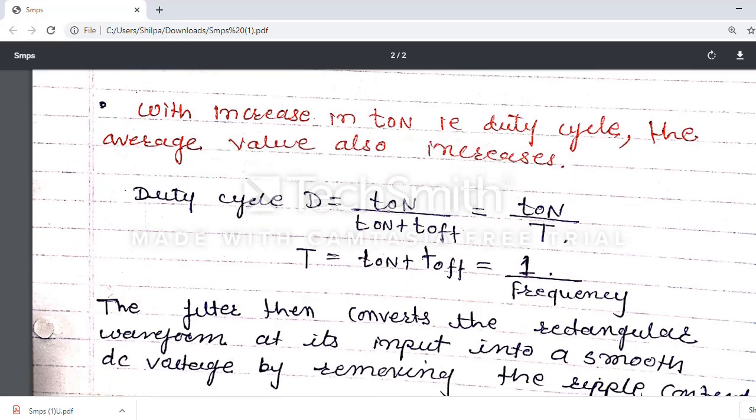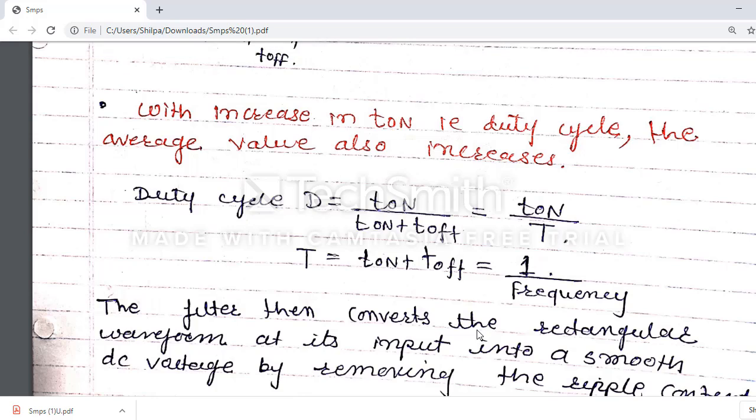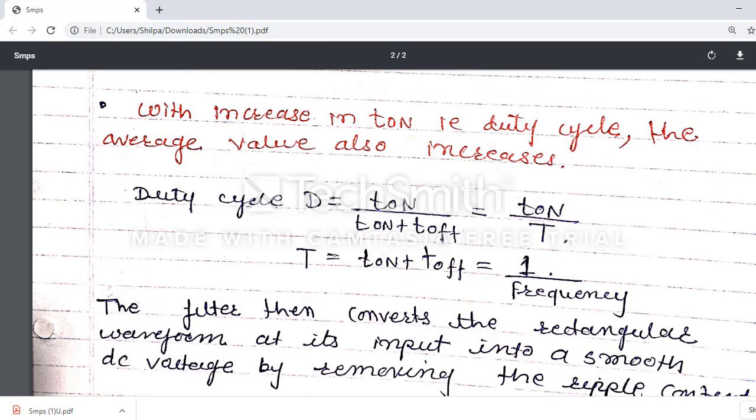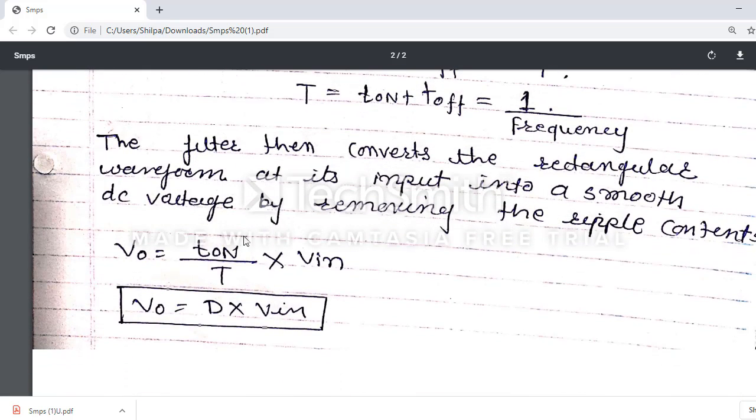Now the filter converts the rectangular waveform at its input into a smooth DC voltage by removing the ripple content. And the expression for DC output voltage of the switching regulator is given by V0 is equal to T on upon T into V input, where this is the duty cycle, so replace it by D. So the expression is V0 is equal to D into V input.